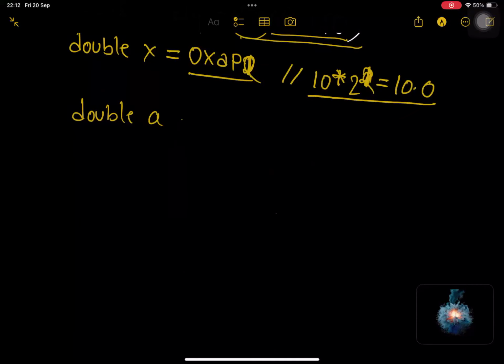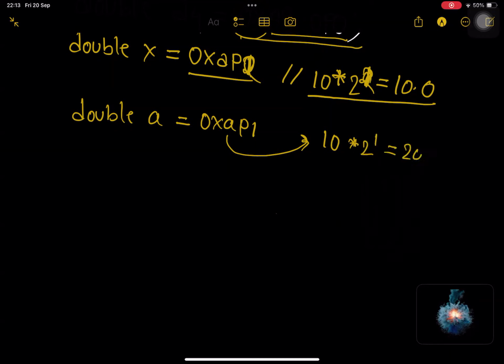Double, let's take a variable a. You can assign 0xap1. Basically, what is a? A is 10, right? After 9 we have a, so 10. So p represents the power on 2. Here 10 into 2 has power 1, so it becomes 20.0. Clear? Clear all of you, right?